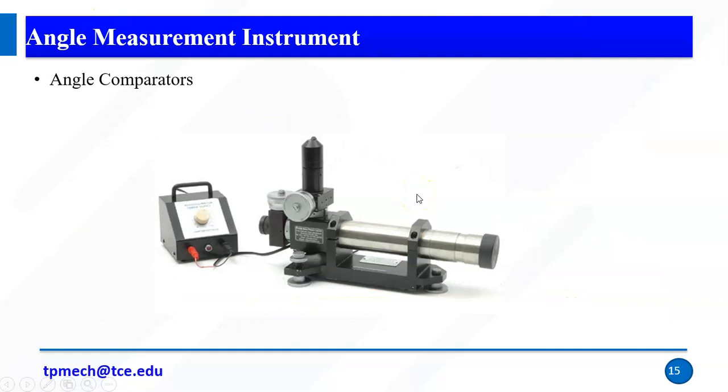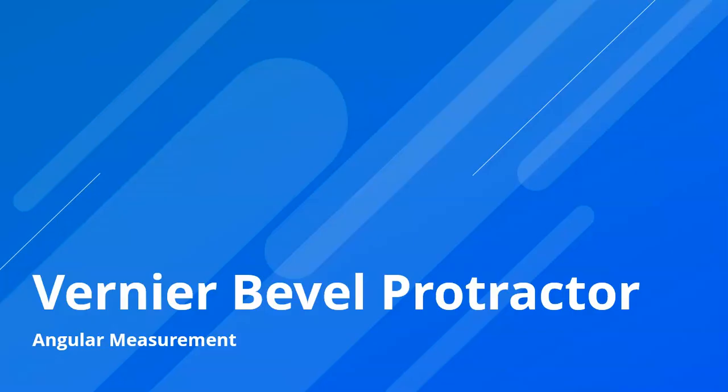Right? The final one is the autocollimator. This is one of the advanced metrological measuring instruments. We will see it in detail later. Right? So we are going to see the first instrument device, called a vernier bevel protractor.